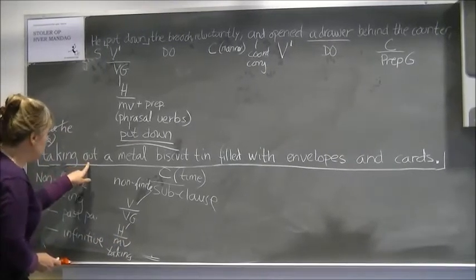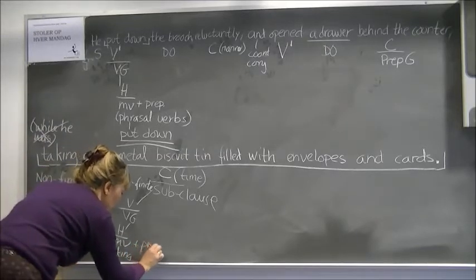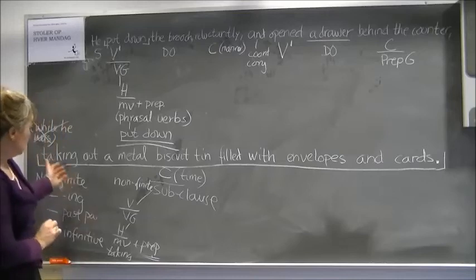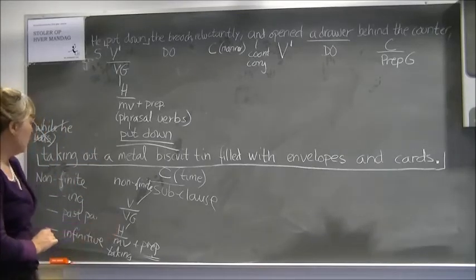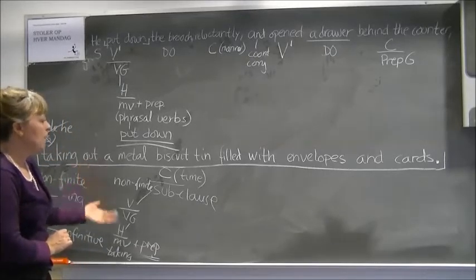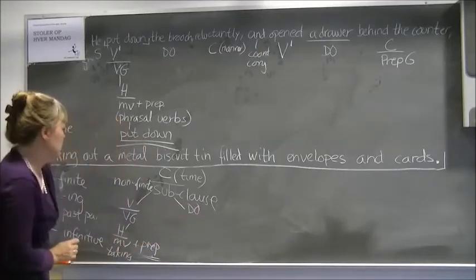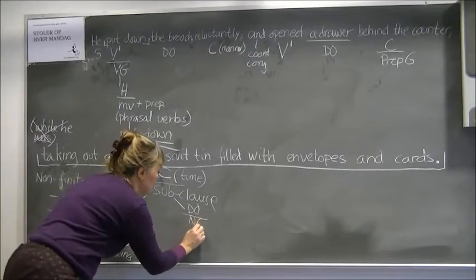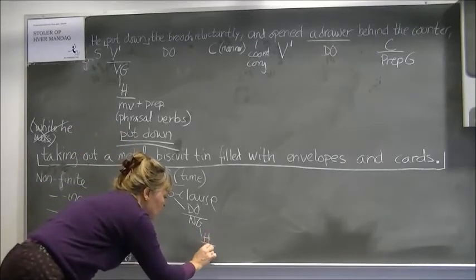And as a matter of fact, the out is connected to the verb taking. So taking out, removing altogether. So again, it's a phrasal verb. What did he take out? A metal biscuit tin filled with envelopes of cards. All of this is a direct object, where we see that the most important element is tin, which is a noun, so it's a noun group.